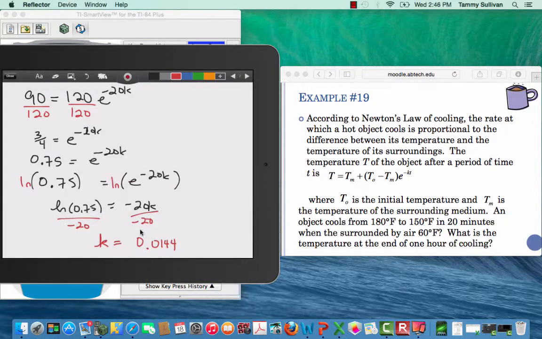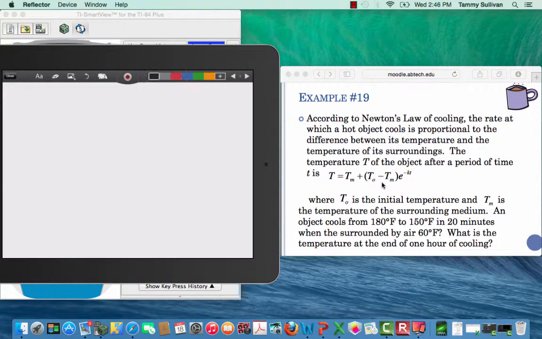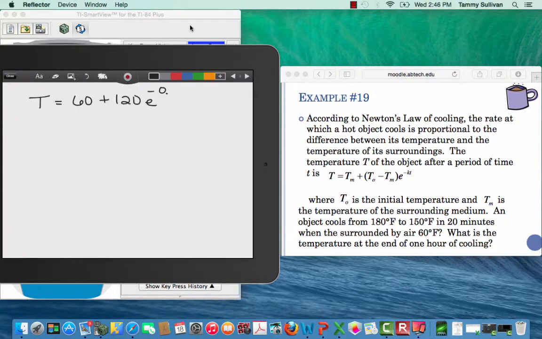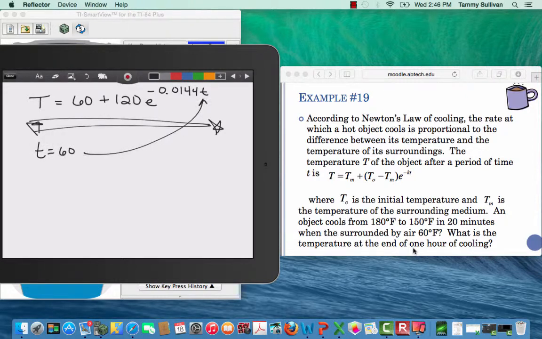So we're going to take that k value, and I've got everything for this formula now. So to calculate my temperature, I take the medium, which was 60, plus 120 e to the negative, and our k was 0.0144. So now that I've got an equation that models how the temperature is decreasing, they want to know what will the temperature be at the end of an hour. So 1 hour is 60 minutes, so they want me to substitute that in there.